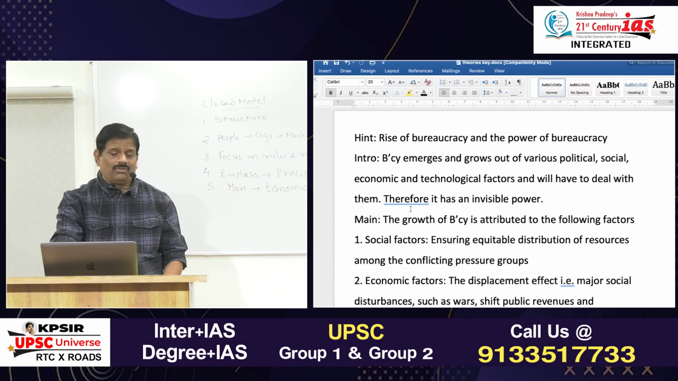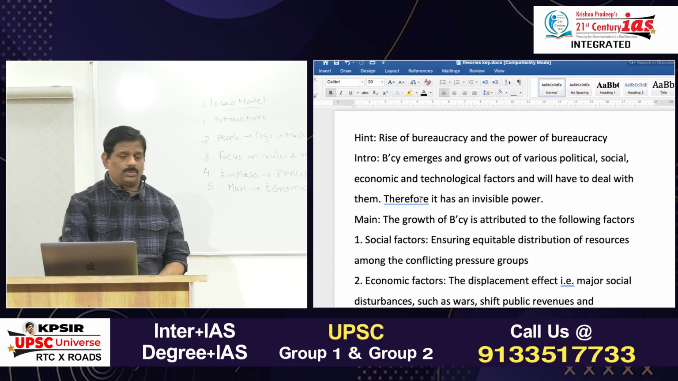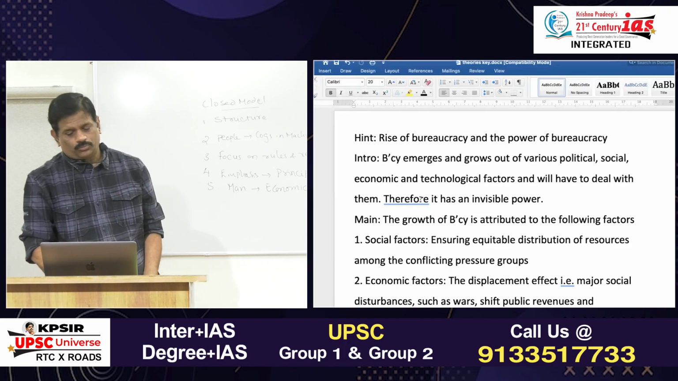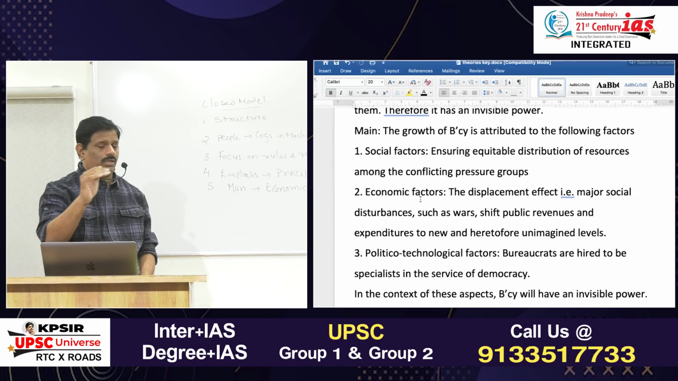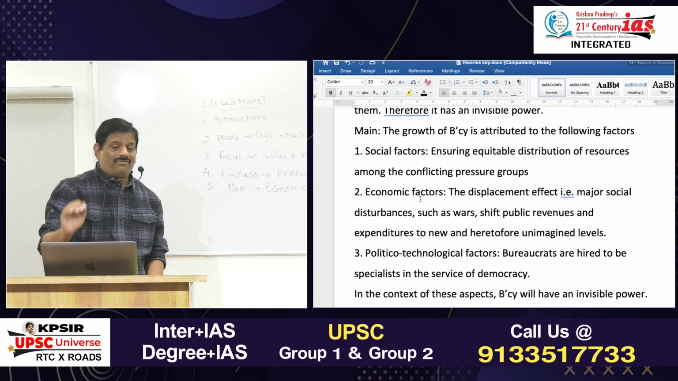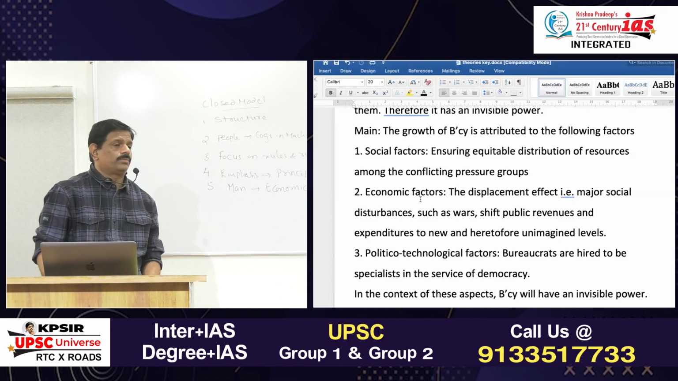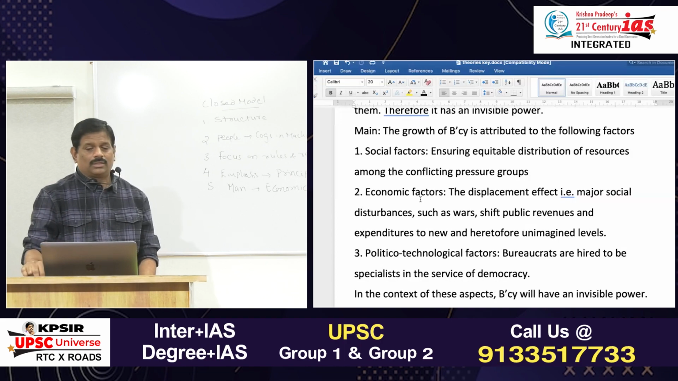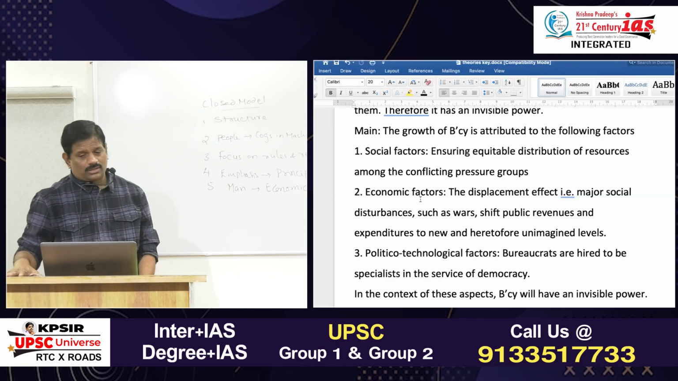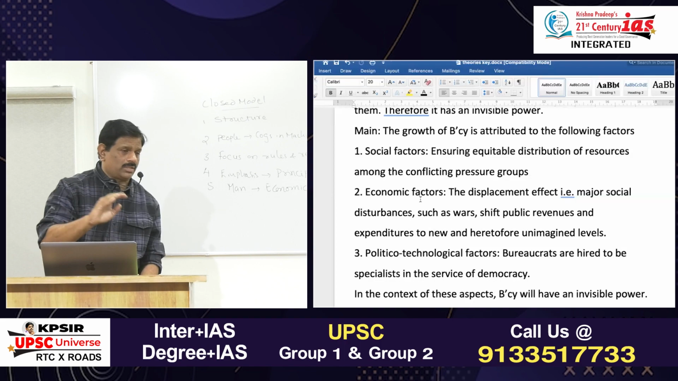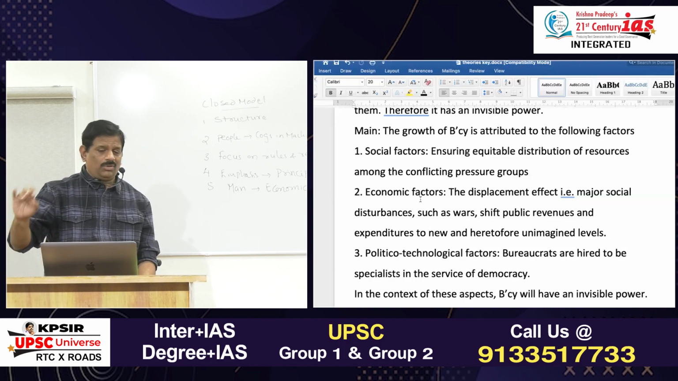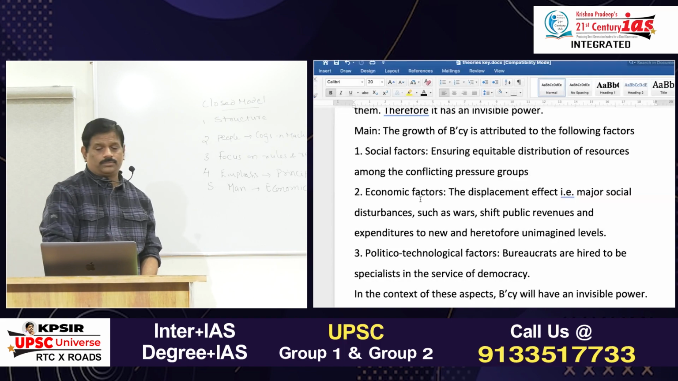So therefore it has invisible power. That should be the introduction. Bureaucracy has the power, but that power is invisible. So various factors contribute to this power. The main body should contain the factors contributing to this power. Like social factors. Social factors are equitable distribution of resources among the conflicting pressures. Economic factors, like displacement effect. This is called the displacement effect.